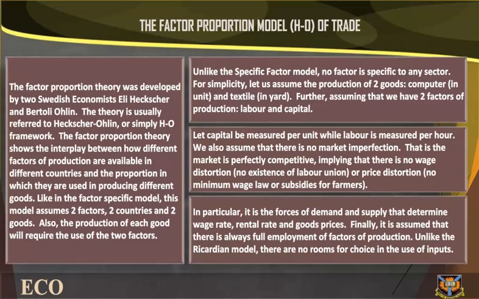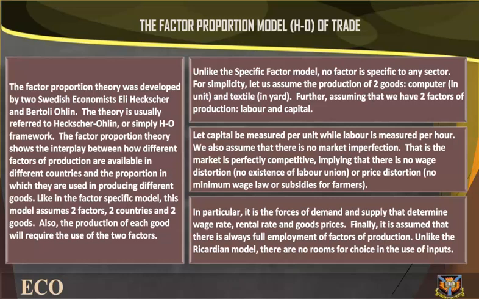The factor proportion model, HO model of trade. The factor proportion theory was developed by two Swedish economists, Eli Heckscher and Bertil Ohlin. The theory is usually referred to as the Heckscher-Ohlin or simply HO framework. The factor proportion theory shows the interplay between how different factors of production are available in different countries and the proportion in which they are used in producing different goods.